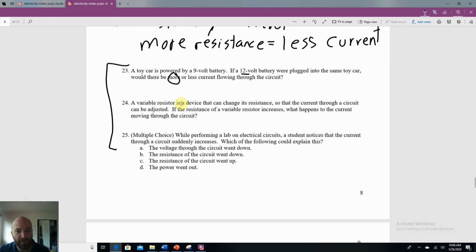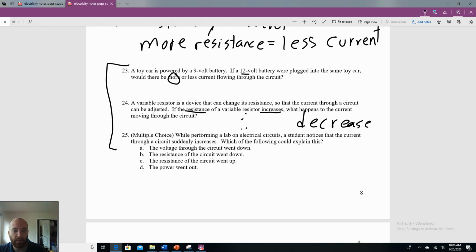24. A variable resistor is a device that can change its resistance so that the current through a circuit can be adjusted. If the resistance of a variable resistor increases, what happens to the current? Alright, if the resistance goes up, we're resisting harder. And so the current should decrease, because you are resisting that more. You're slowing it down more.